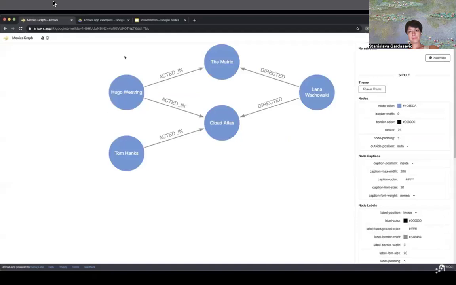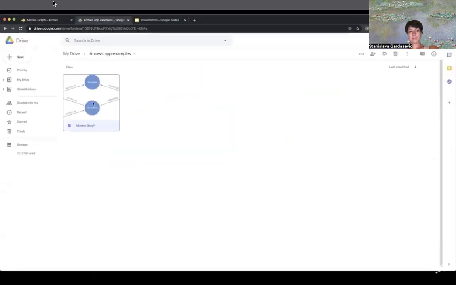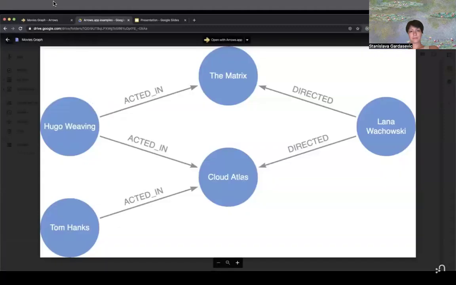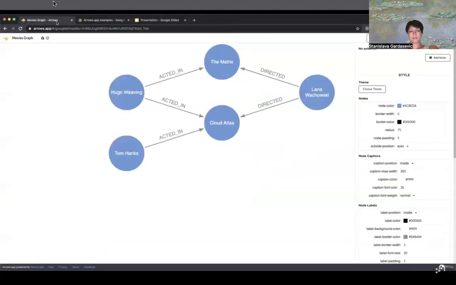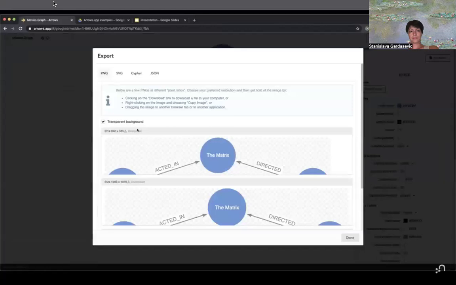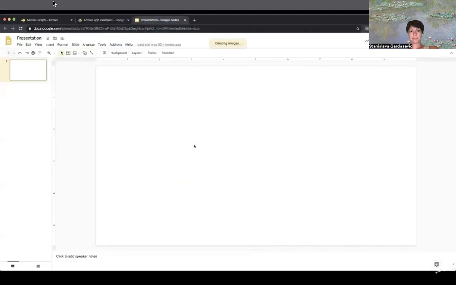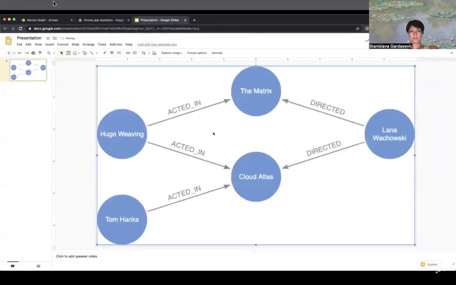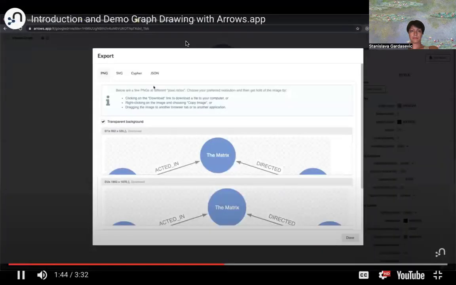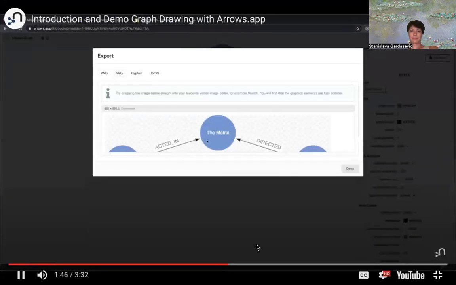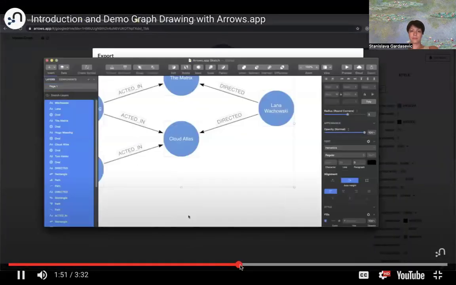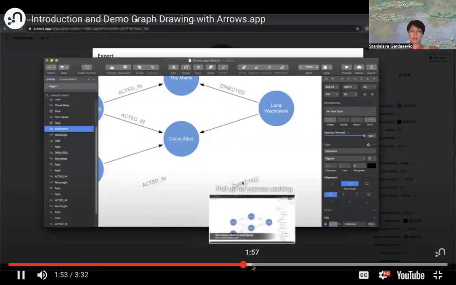If we've used Google Drive for storage, we'll find that the preview image turns up straight away in Google Drive, which is super nice. Let's have a look at what we can do with the images. So we press the export button, and we can drag to any drawing program, in this case Google Slides. The SVG is even more powerful, so here we're dragging. We'll find that each of the individual elements is editable.